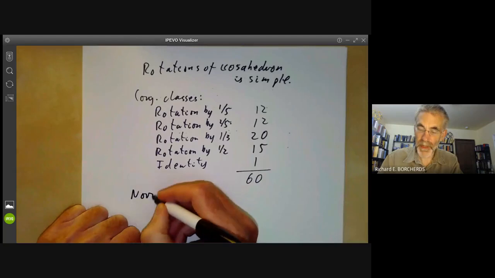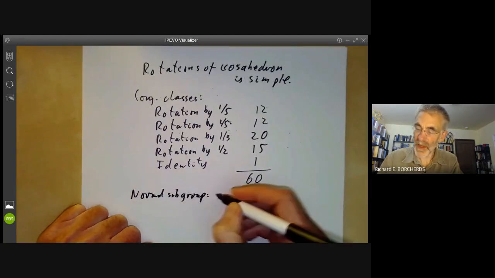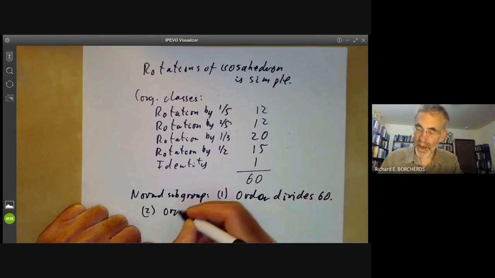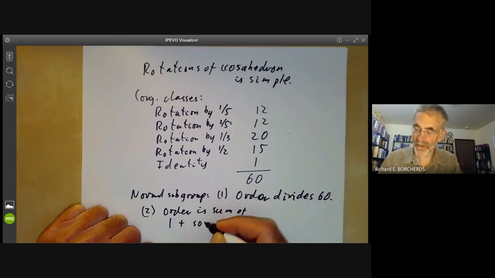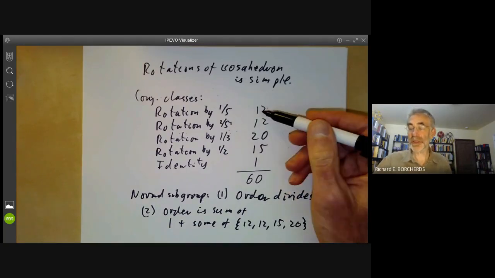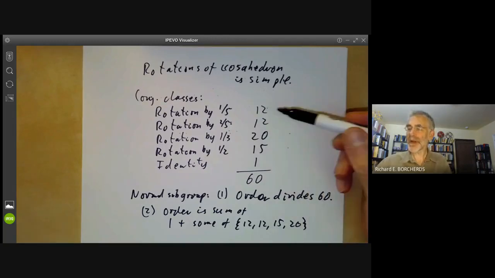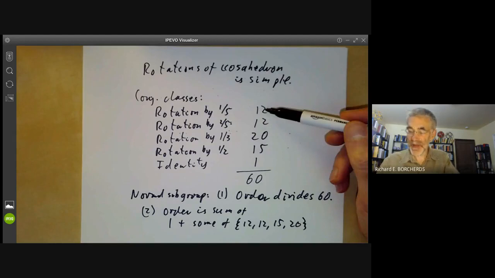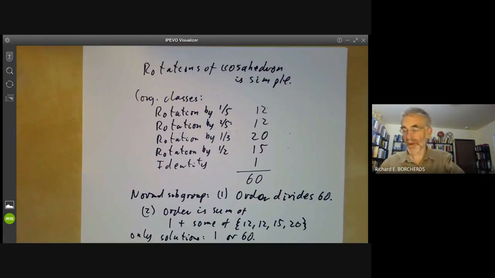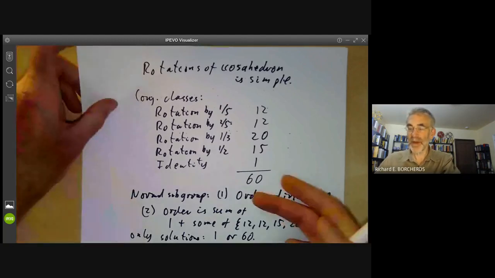Now let's look at a normal subgroup. First of all, the order divides 60. Secondly, the order is 1 plus a sum of these numbers 12, 12, 15, 20, because any normal subgroup is closed under conjugacy, so it must be a union of conjugacy classes. And it's now very easy to check that the only solutions are just 1 or 60, which is the trivial subgroup and the whole group. So there are no normal subgroups of A5 other than the obvious ones. So A5, the group of rotations of the icosahedron, is a simple group. You notice this is the first simple group we've come across that isn't cyclic.